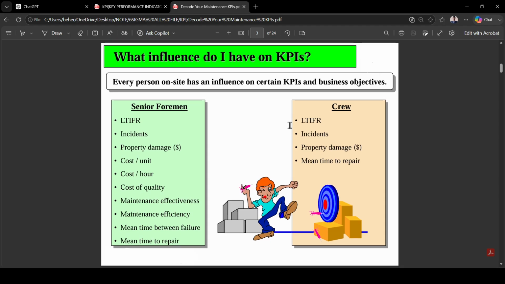So what influence do I have on KPIs? Every person on site has an influence on certain KPIs and business objectives. For the senior foreman: LTIFR, incidents, property damage, cost per unit, cost per hour, cost of quality, maintenance effectiveness, maintenance efficiency, mean time between failure, mean time to repair. For the crew: LTIFR, incidents, property damage, mean time to repair.